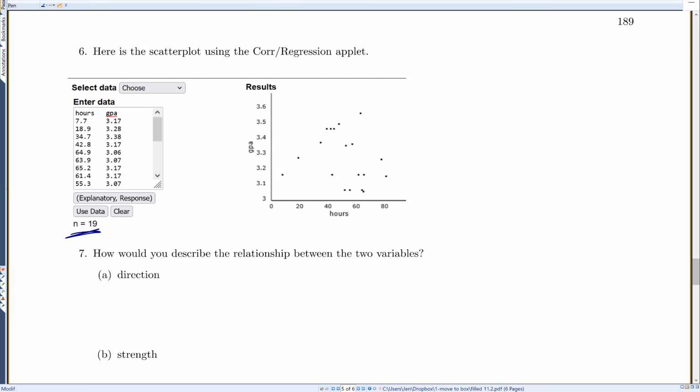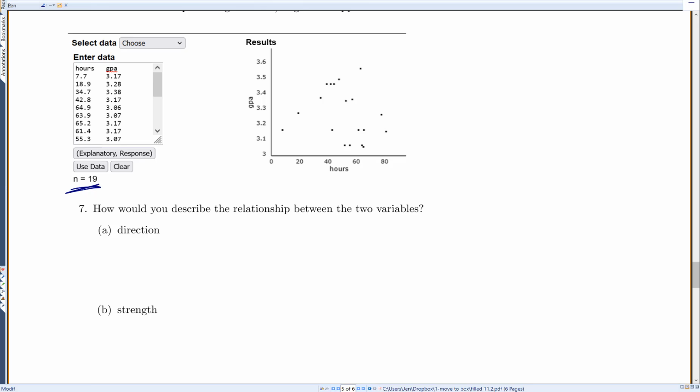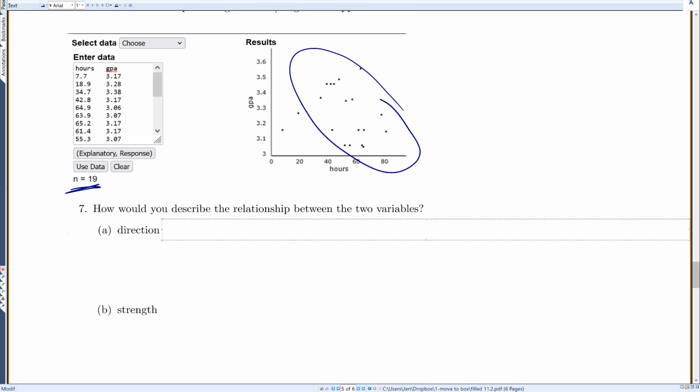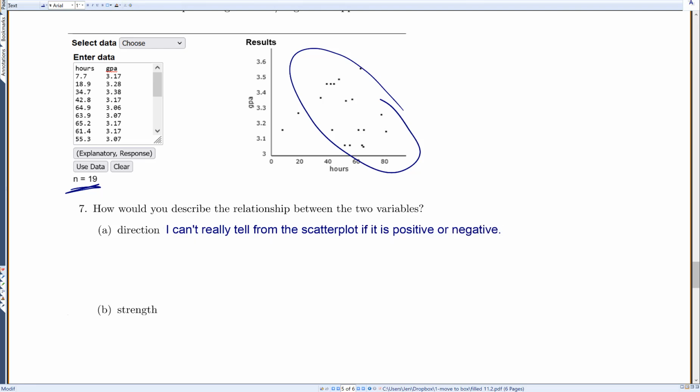If I was just to look at the scatter plot, how would I describe these relationships? When I look at the direction, this is kind of hard for me. I might actually think that it was positive. However, another person could come along and say it's actually negative. So this one was really hard to tell. For my direction, I would say I can't really tell from the scatter plot if it is positive or negative. I think you could argue it either way because the correlation is so weak.